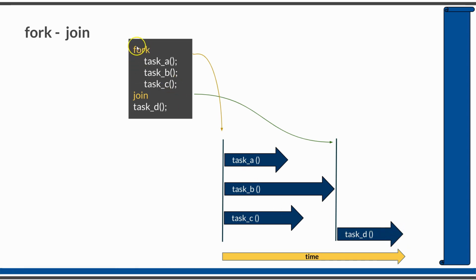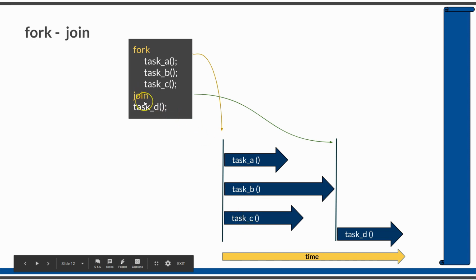So this is the starting point of execution of this fork. When the fork is evaluated, all these three tasks, that is A, B, and C, will be launched or spawned immediately. So at this very point in time, all these tasks will start executing.